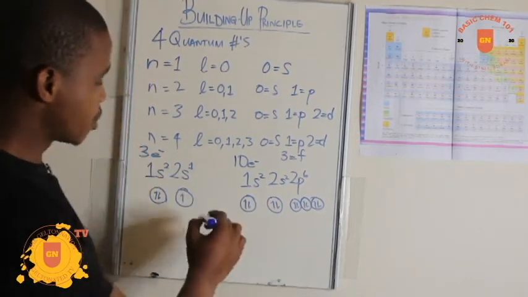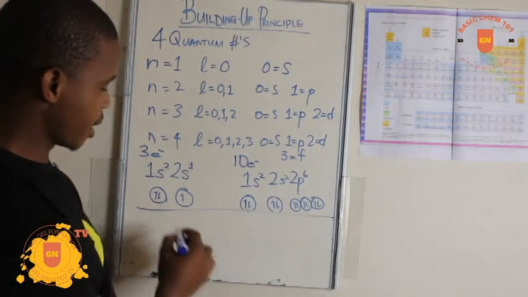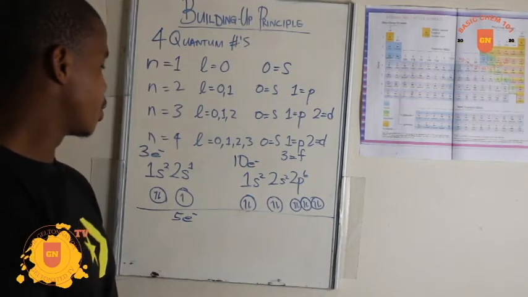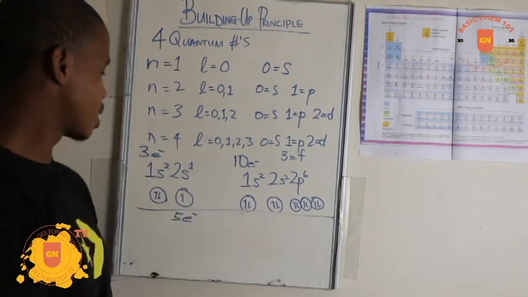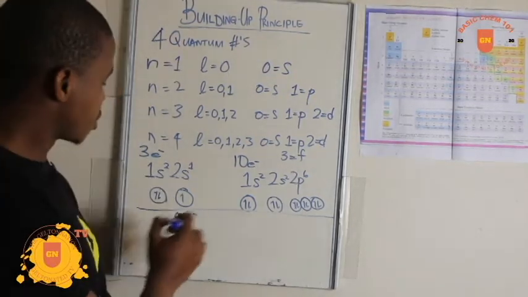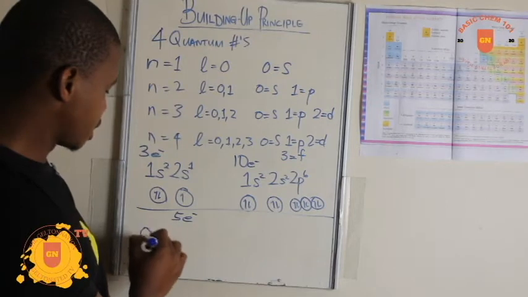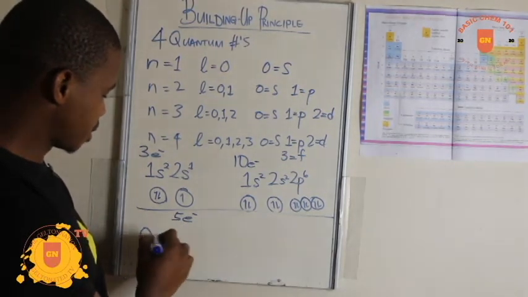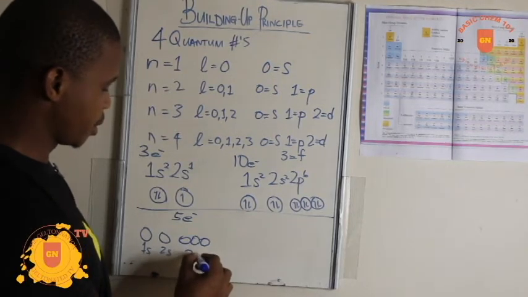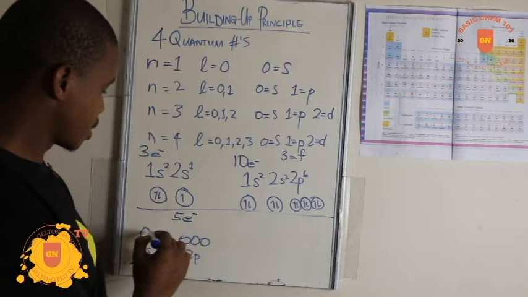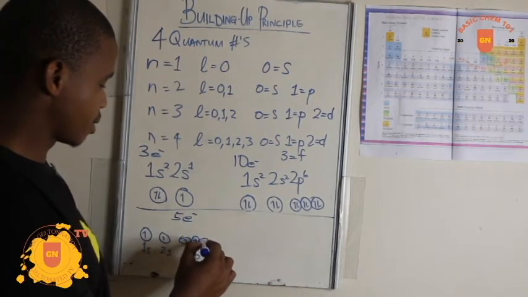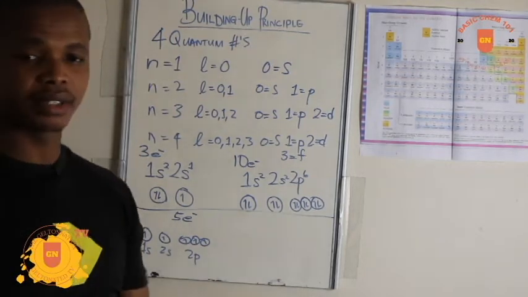Now, what is it that we want to know? Let's say you have 5 electrons and you want to do an electron configuration or your orbital diagram. Based on what we know, if this is 5 electrons, I'll have 1s, 2s, and 2p. So I can have this 1, 2, 3, 4, 5. Then I have 5 electrons.